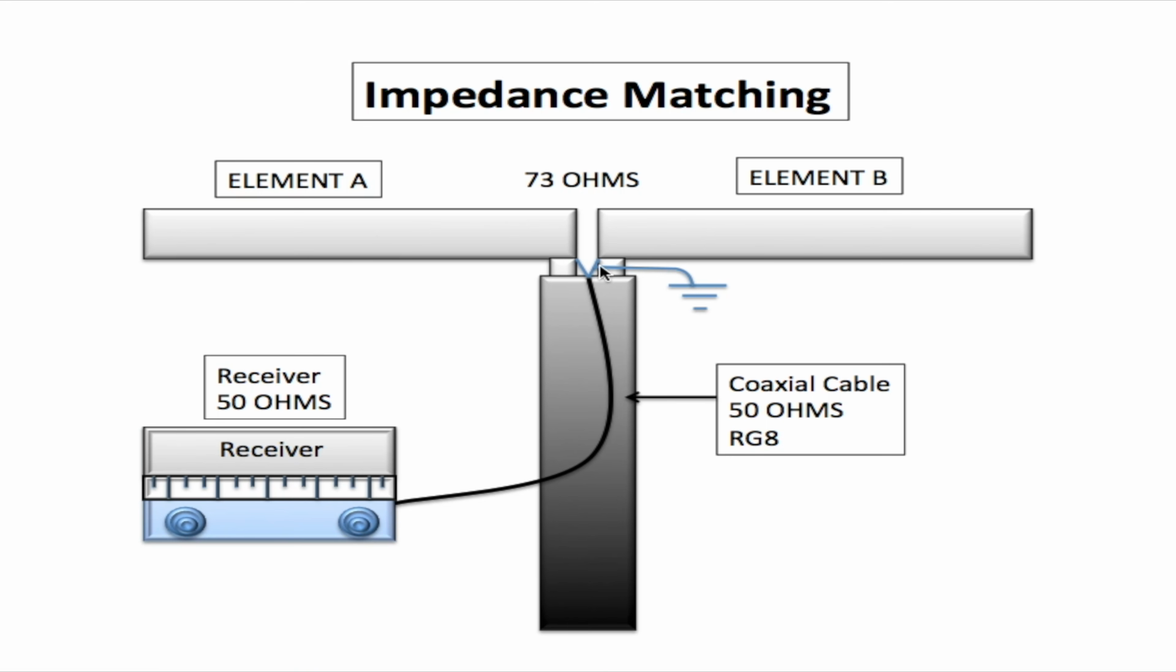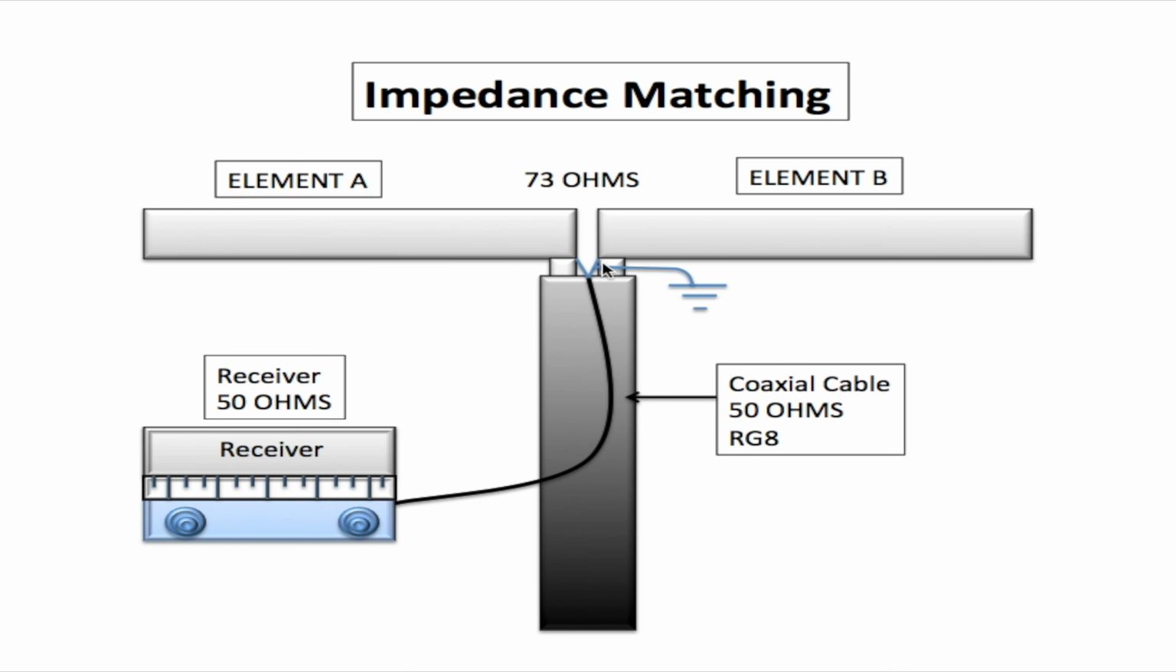I also want to note that for safety, it's very important to ground the coaxial cable. So the shielded part of the coaxial cable, which is connected to one side of your element, would also be connected to ground. This is very important for safety, okay? Now the other side, which is the middle conductor of the coaxial cable, would be connected to the other element.